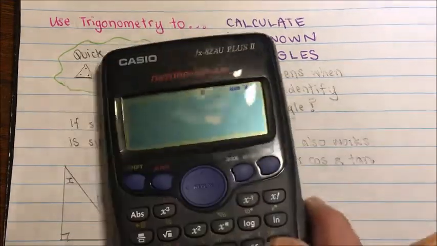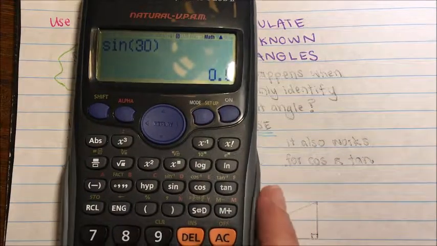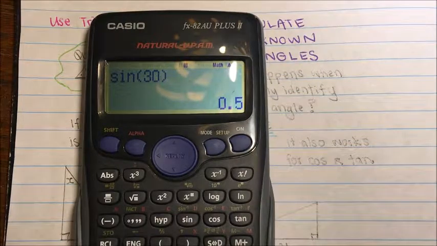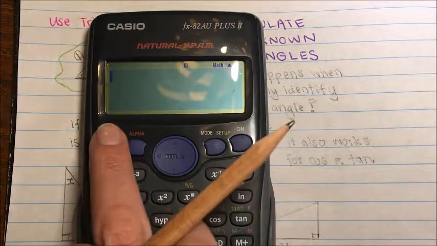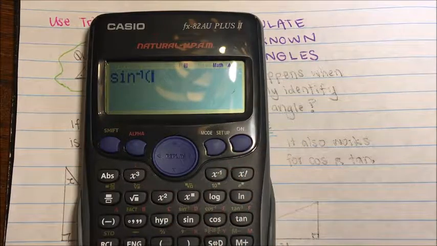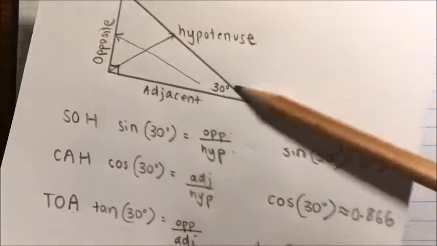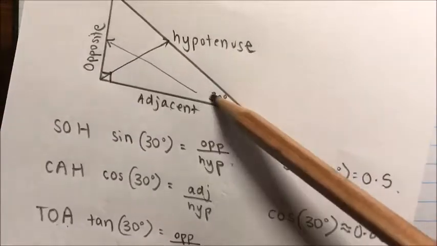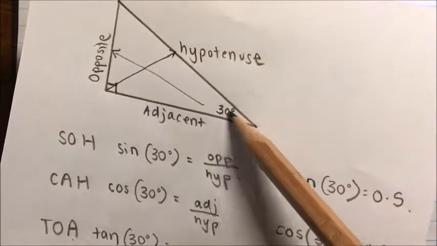So let's have a little look at that. I realize that the sine of 30 degrees equals 0.5. So to work out 30 degrees, when I know the sine, I type shift sine, and this time I'm going to put in 0.5. So I know that if I'm dividing the opposite by the hypotenuse and I get 0.5 and I want to find out what that angle is, I divide the opposite by the hypotenuse to find this angle.